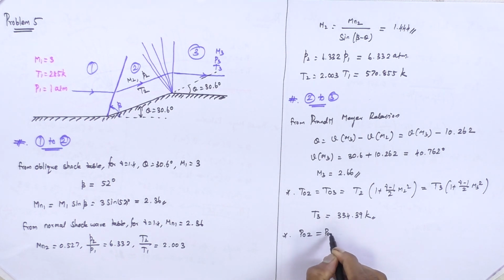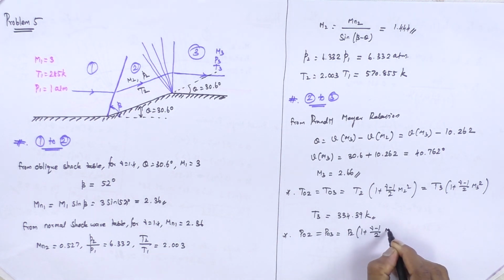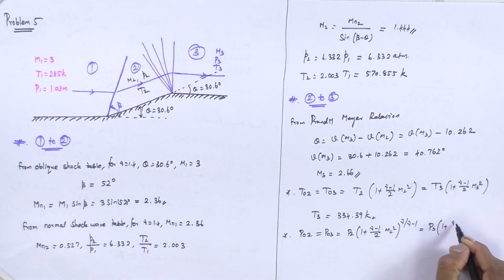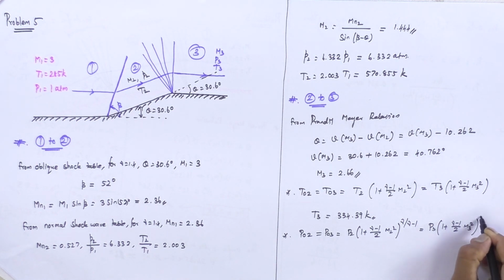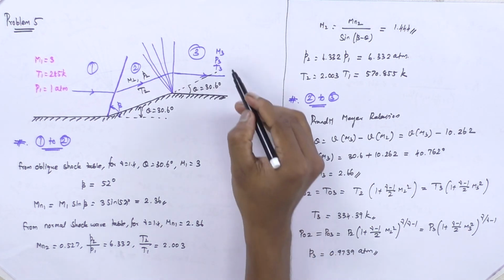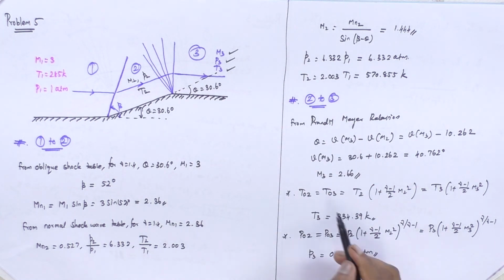Similarly, we know that stagnation pressure will be constant. So P02 will be equal to P03. Again, from the stagnation isentropic relation, P02 can be written as P2 into 1 plus gamma minus 1 by 2 M2 square whole power gamma by gamma minus 1, and P03 can be written as P3 into 1 plus gamma minus 1 by 2 M3 square whole power gamma by gamma minus 1. From this relation, we can calculate the P3 value. After the calculation, we will get 0.9739 atmospheric pressure. So we have calculated the M3 value, P3 value and T3 value. That's all for today's class. Thank you.